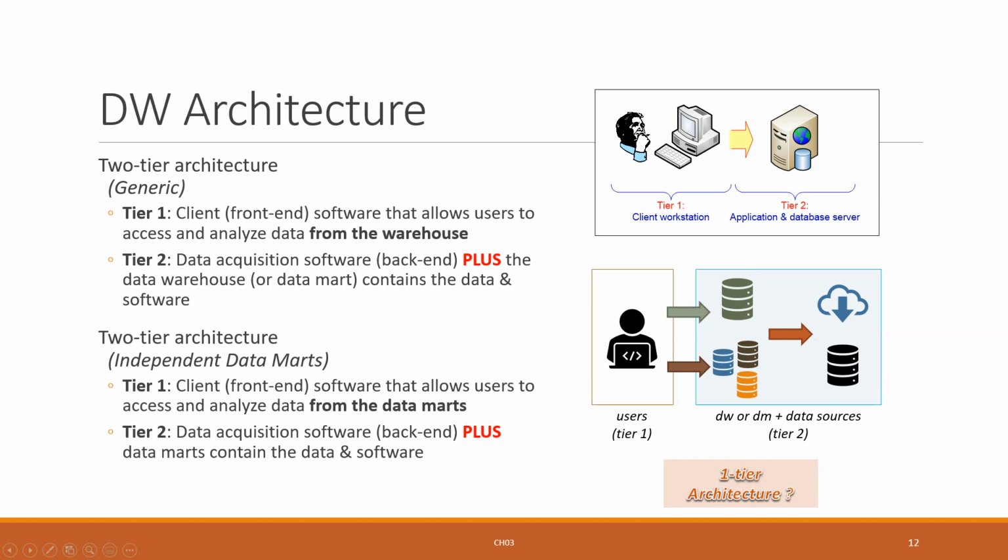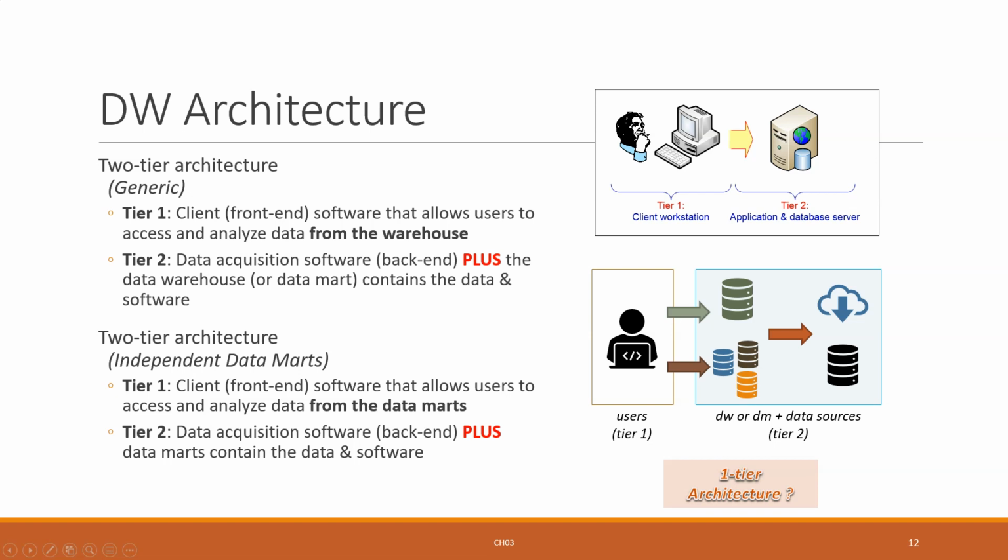And then alternatively, we have an independent data mart, where the data marts might pull from the data sources, not from the data warehouse. And this is part of its own tier, and then the users draw from those data marts. Now, is it possible to have a one-tier architecture? The short answer is yes, but those are very small-scale types of data warehouses.